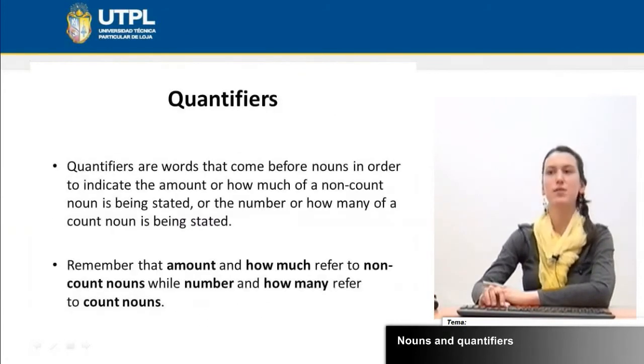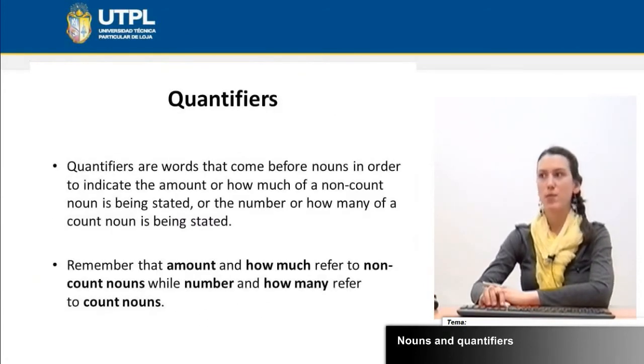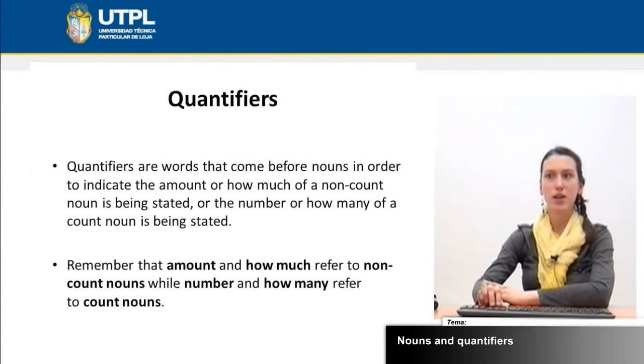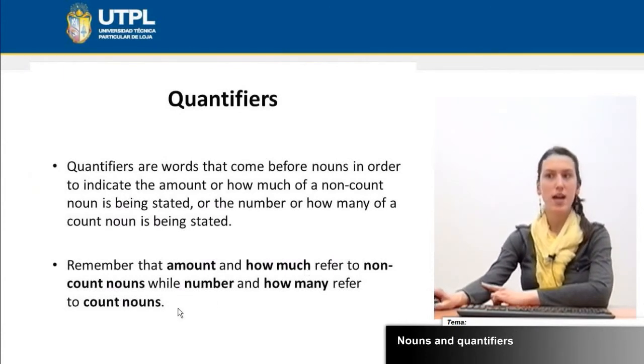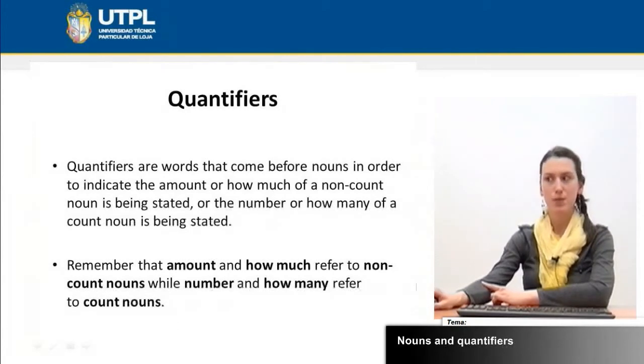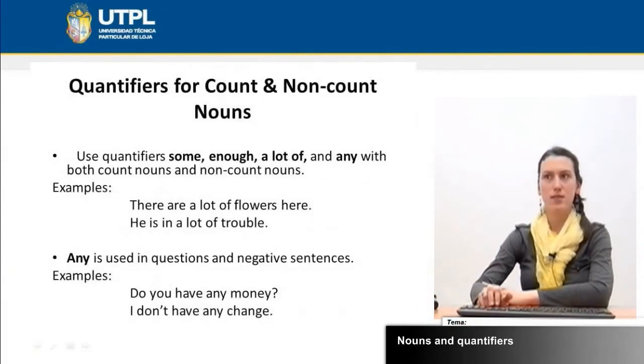Let's move on to quantifiers. Quantifiers are words that come before nouns in order to indicate the amount, or how much, of a non-count noun is being stated, or the number, or how many, of a count noun is being stated. Remember that amount and how much refer to non-count nouns, while number and how many refer to count nouns. Okay, because I can count. Let's look at them specifically.